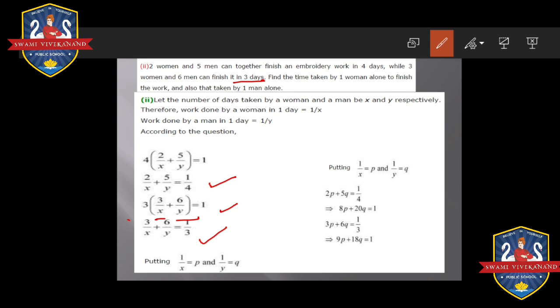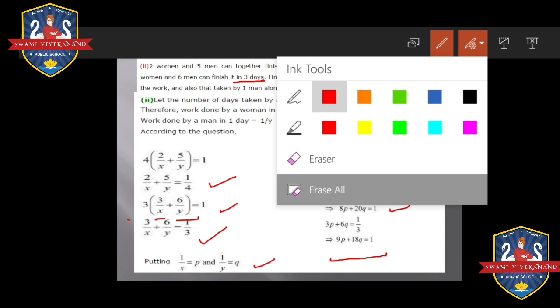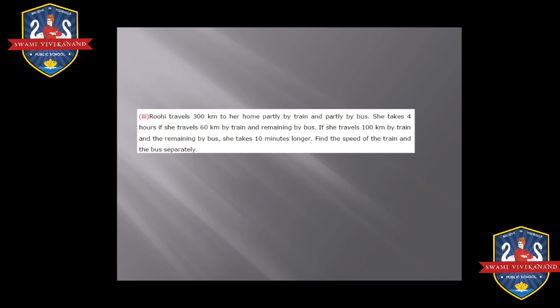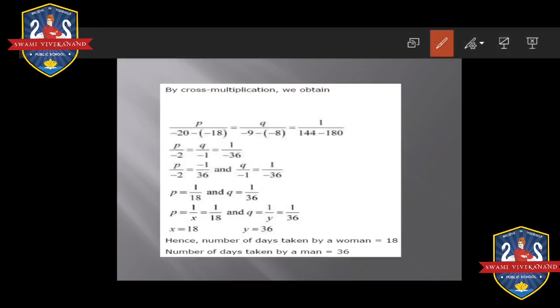Now what is remaining? We have to solve it. So we put 1 by x is equal to p and 1 by y is equal to q. On putting, we get 2p plus 5q is equal to 1 by 4, and on cross multiplication we get 8p plus 20q is equal to 1. Similarly, our second equation becomes 9p plus 18q is equal to 1. Now it is required to solve these two equations by any of the methods. Here I use the cross multiplication method to solve this.